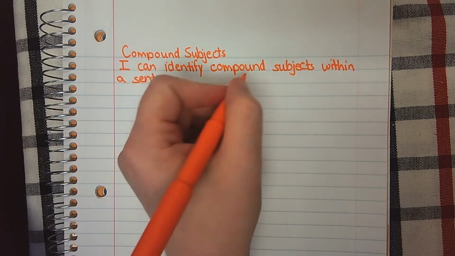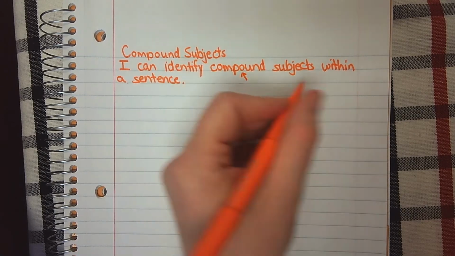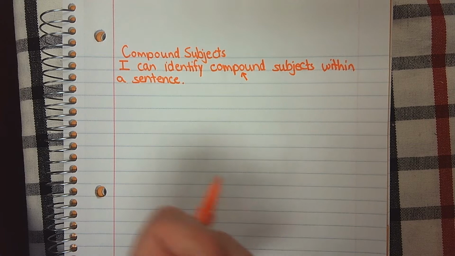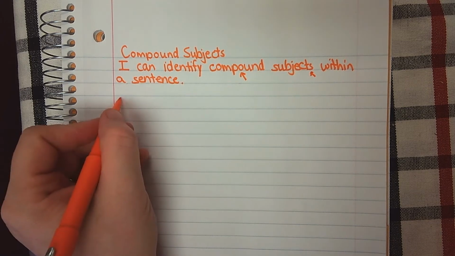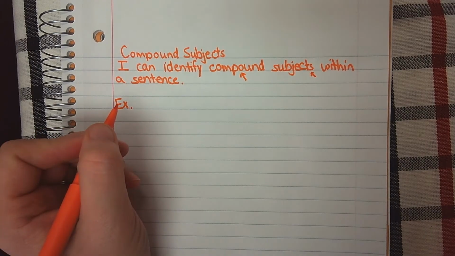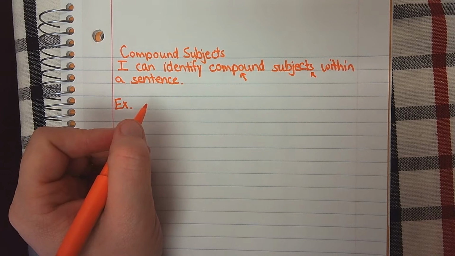In this statement, the word compound is telling us that there's going to be one on top of another, meaning there's going to be more than one, and we're given that clue too where it says subjects here. Here's an example of a compound subject within a sentence. Minneapolis and St. Paul are called the Twin Cities.